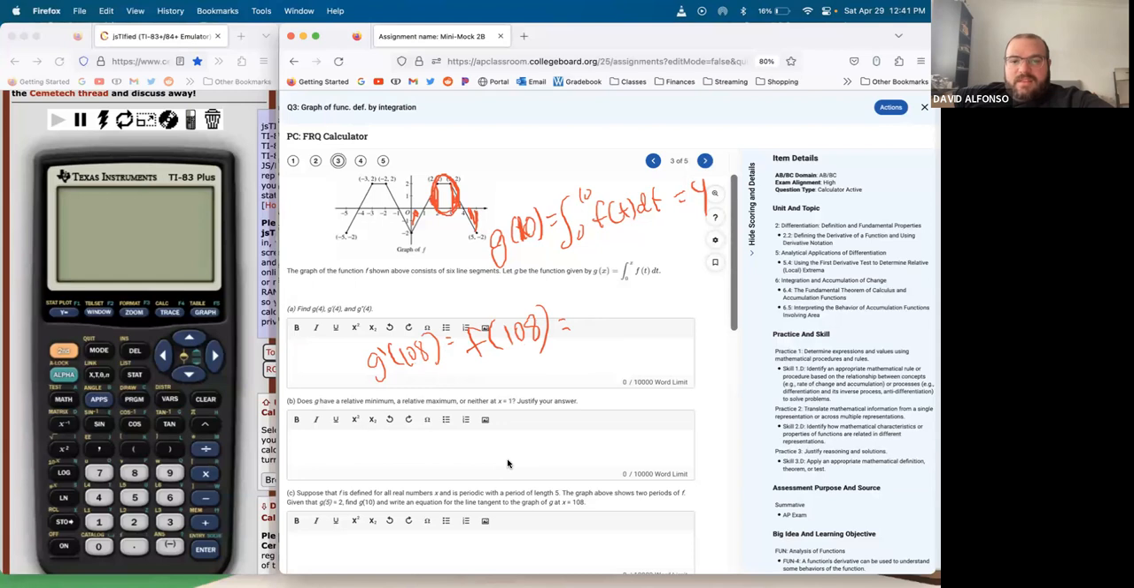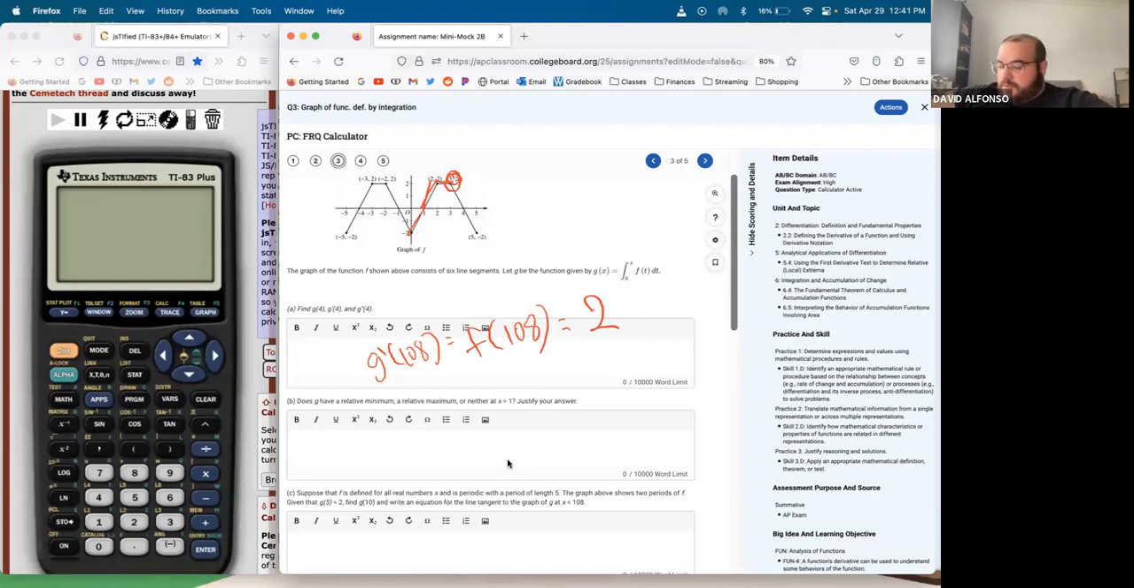So let's think about this logically. If this repeats every 5 values of x, by the time it reaches 105, it's starting all over again, right? So that means you just have 3 units to go. So that would mean 1, 2, 3. So it'd be right here. So f of 108 would be 2, right? So that's the slope. That's g prime of 108.